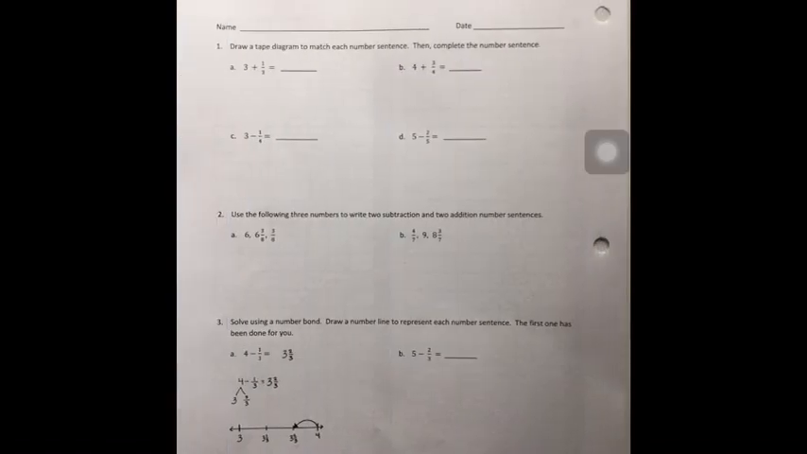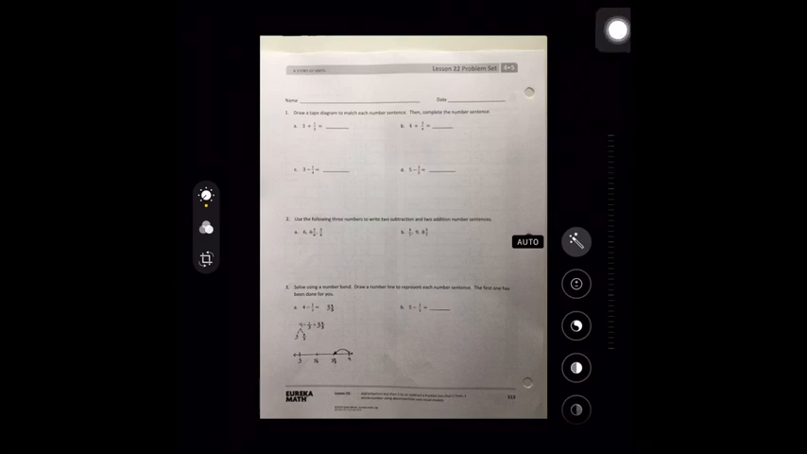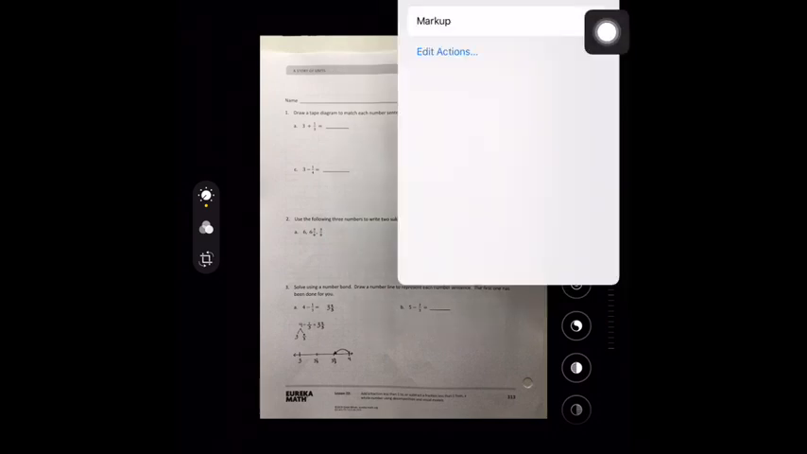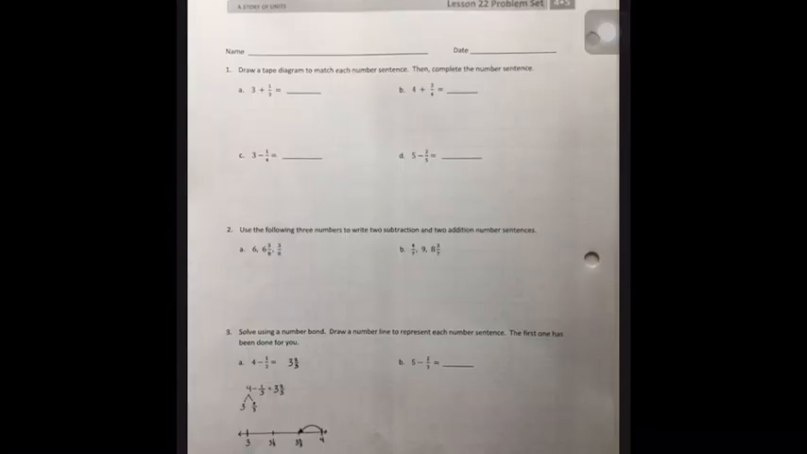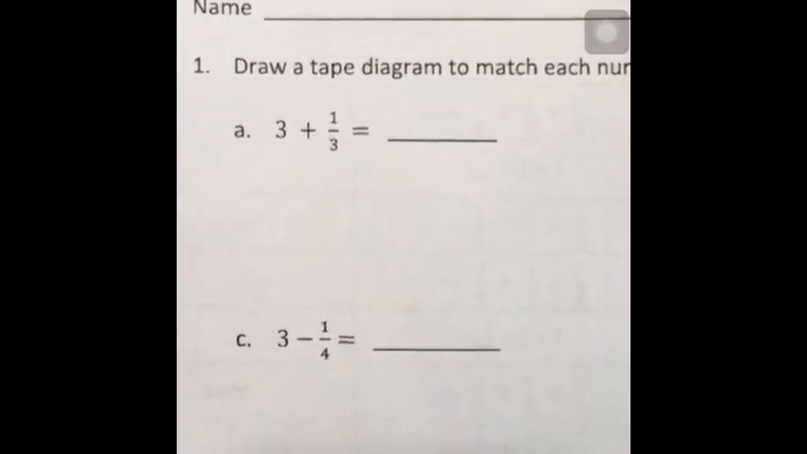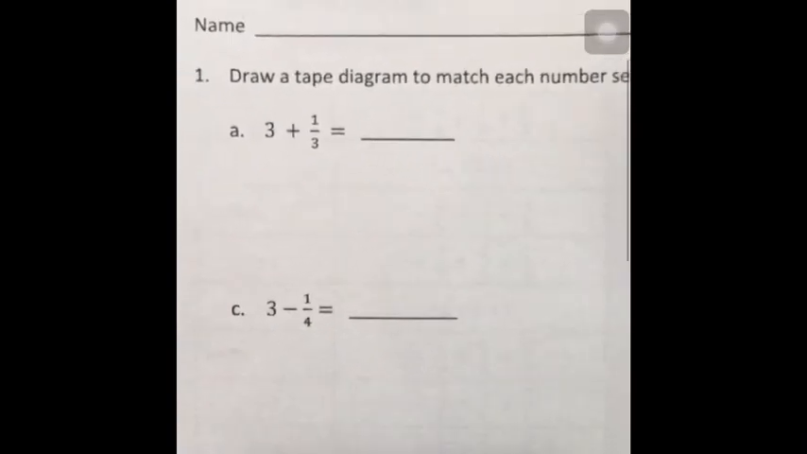What you'll do is you will go in and click on Edit, and then once you're in Edit, you want to click the 3 dots, which are right here, and click on Markup. Once you're in Markup, you can make the picture large so that you can write on it. Number 1 says draw a tape diagram to match each number sentence, then complete the number sentence. I'm going to enlarge number 1 so that I have a nice space to write on.